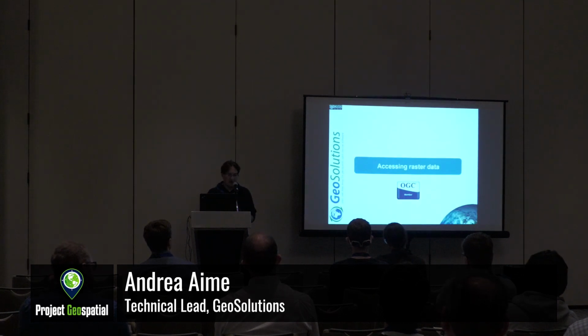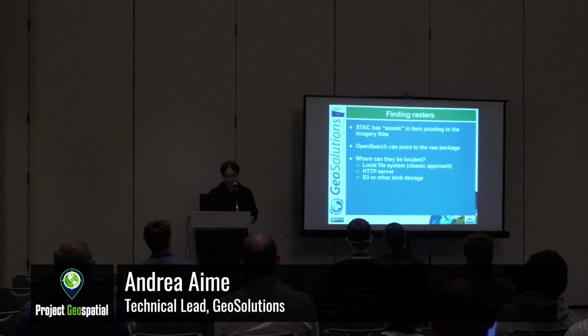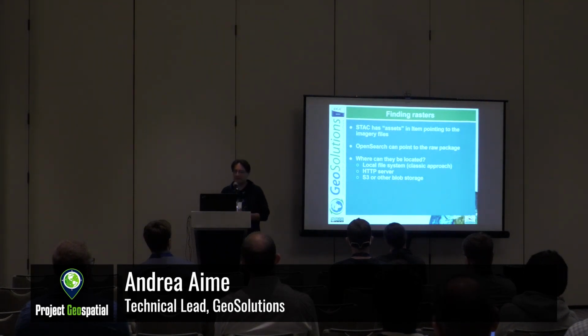So, speaking of which, how do you access raster data? Well, STAC has assets, and each item has a number of assets pointing to the raw files, so you can just go and download them if that's what you need, because you need to do some processing offline and stuff like that.